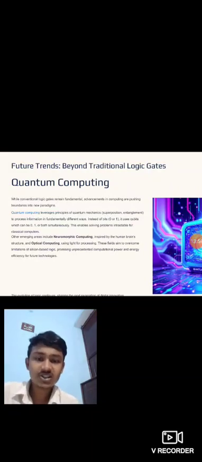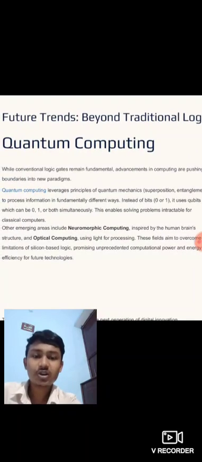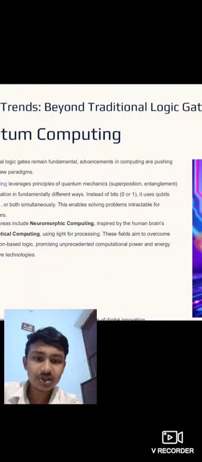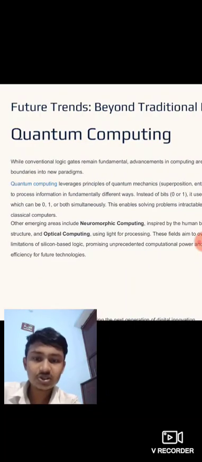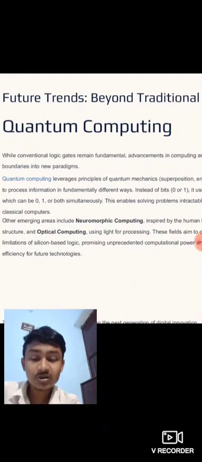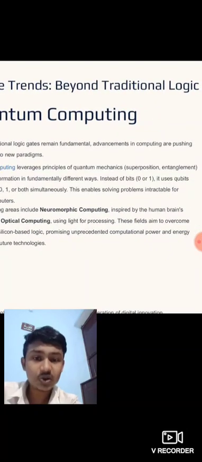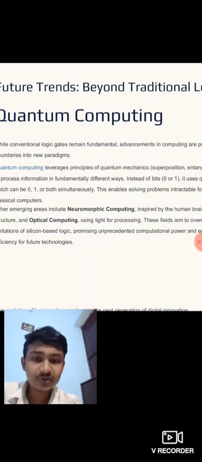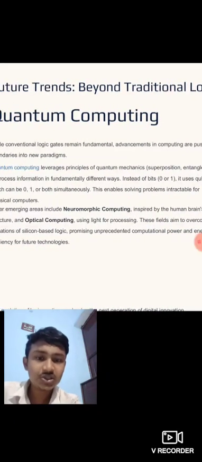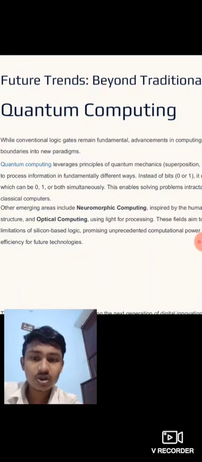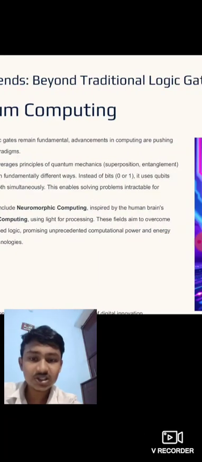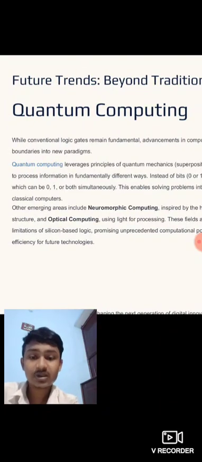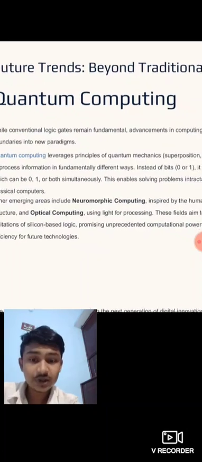Further trends beyond traditional logic gates: quantum computing. While logic gates remain fundamental, advances in computing are pushing boundaries into new paradigms. Quantum computing leverages principles of quantum mechanics to process information in fundamentally different ways. Instead of bits, it uses qubits, which can be 0 or 1 or both simultaneously, enabling solutions to problems incredible for classical computers.